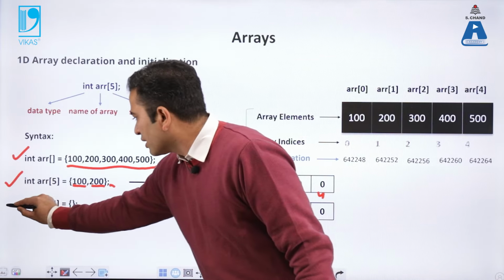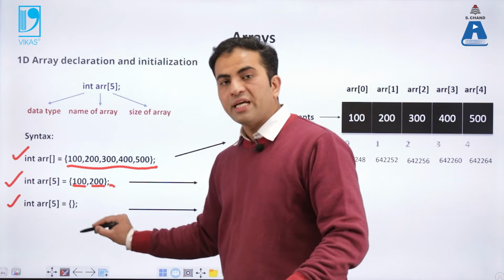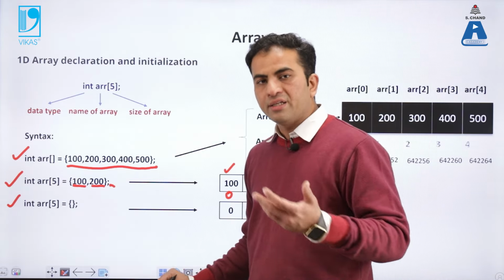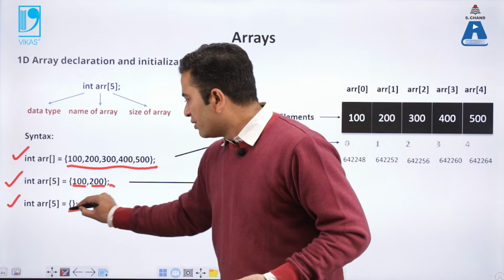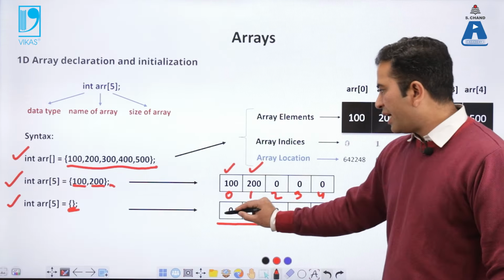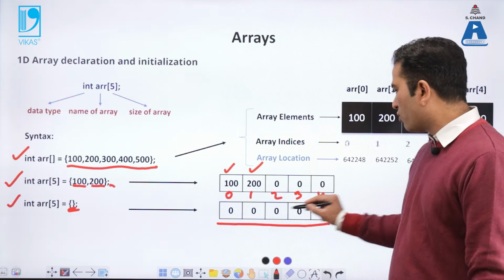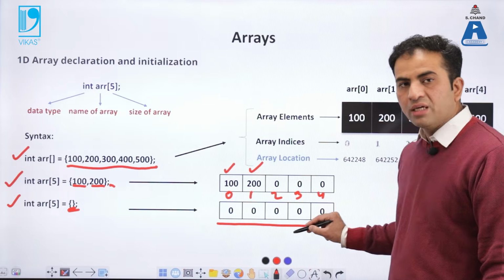So what happens in the third, int arr[5] = {}, that means we are initializing it as empty, so by default 0 will be saved in every location, at arr[0], arr[1], arr[2], arr[3], arr[4], all the values will be saved as 0.